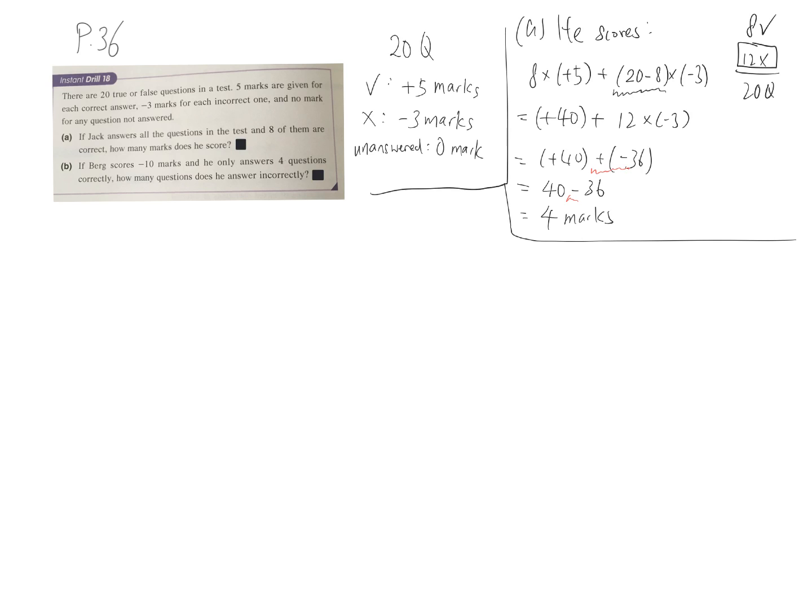Let's go to part B. If Bert scores negative 10 marks and he only answers 4 questions correctly but gets negative 10 marks, how many questions does he answer incorrectly? So let's see here. The 4 correct answers will give him 4 times 5, which is 20 marks. But why can he get negative 10 marks finally? It must be because of the incorrect answers.